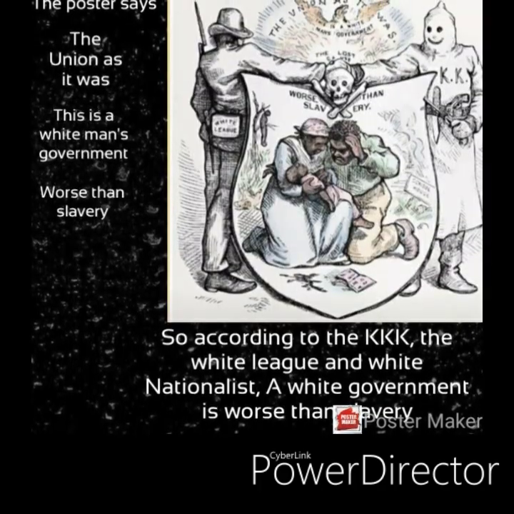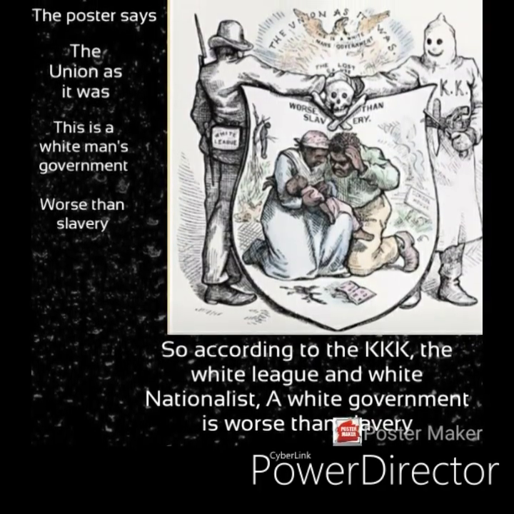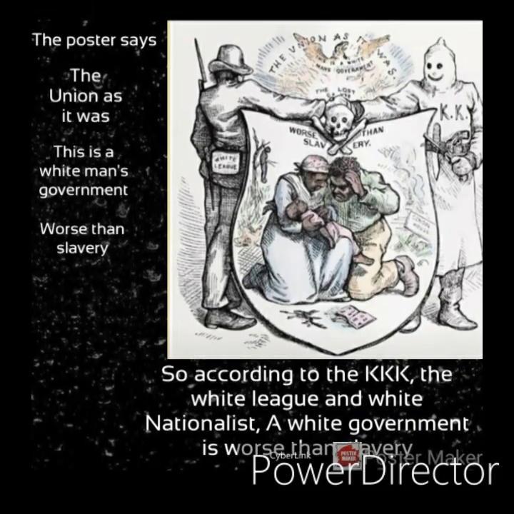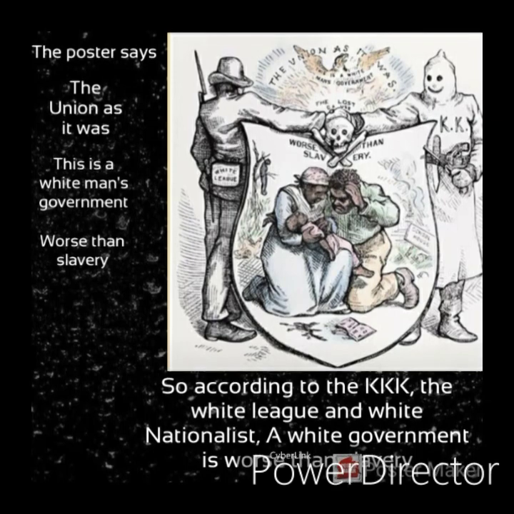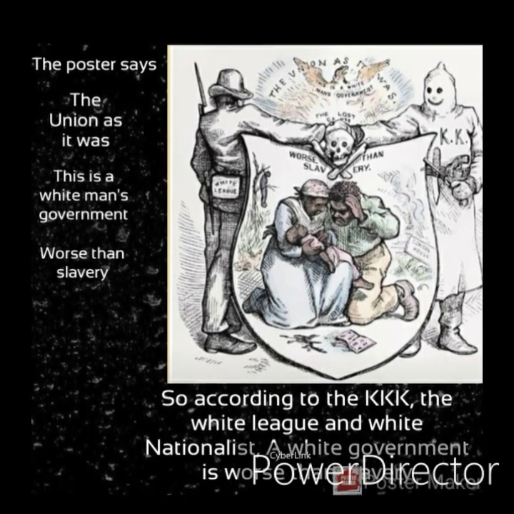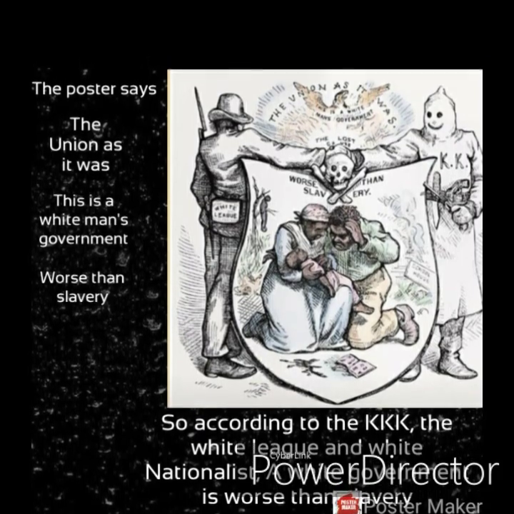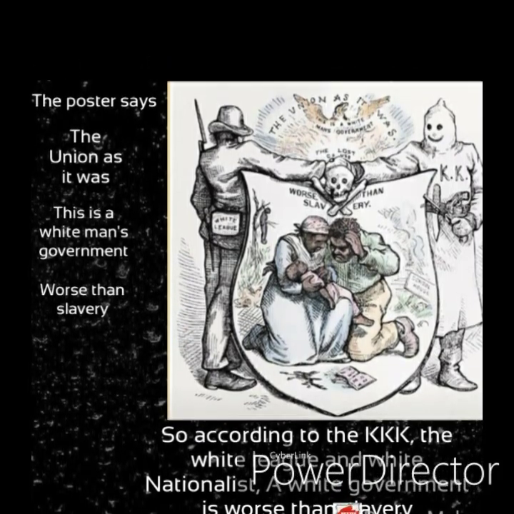And this is an old poster made by the KKK, and the poster says, "The Union as it was. This is a white man's government, worse than slavery." So according to the KKK, the White League, and the White Nationalists of America, a white government is worse than slavery. So it's no secret that the white races who invaded America are responsible for the destruction of the black natives. But the fact that we sit back and do nothing and allow our circumstances to continue to get worse is no one's fault but our own.